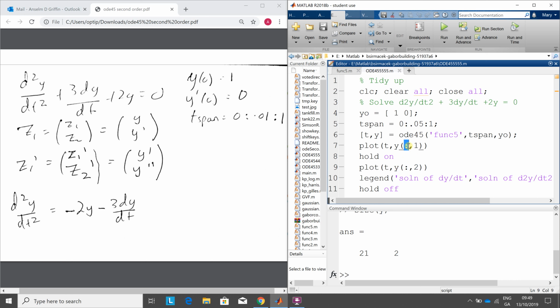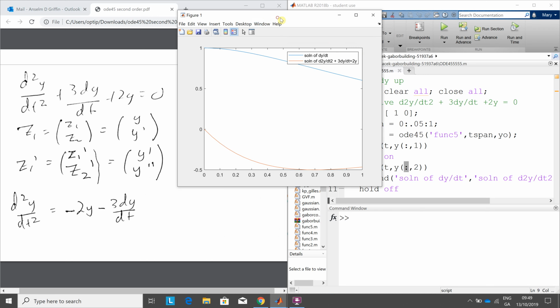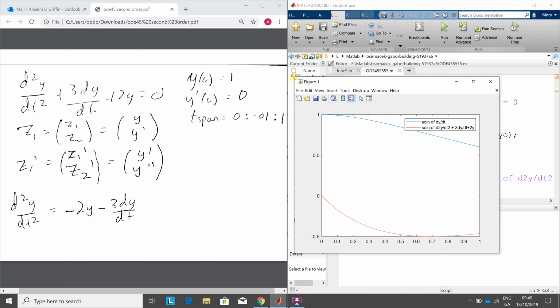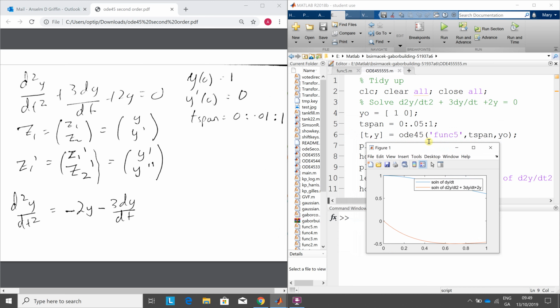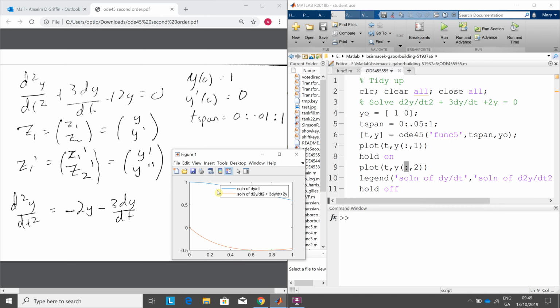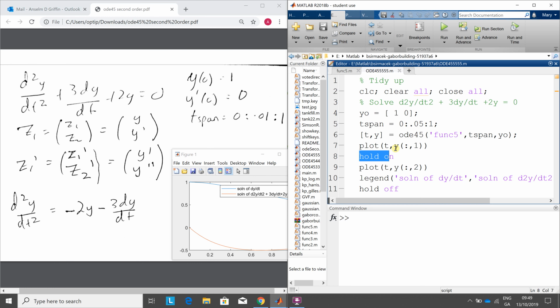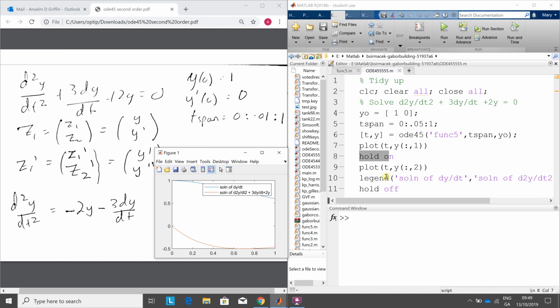Just to remind you, colon means all the rows in column 1, all the rows in column 2. So we run this, and just a slight criticism of myself here, I have no x label or y label, but leaving that aside, there's my solution. I've plotted the two graphs on the one graph. How did I do that? By saying hold on. I did the first plot, hold on keeps that figure locked down, and then I do the second plot and put in the legend. I should have put in the x label for time and the y label for the solution to y and y double prime.